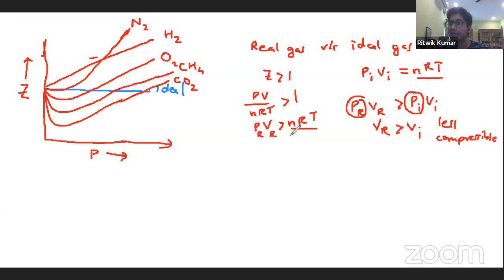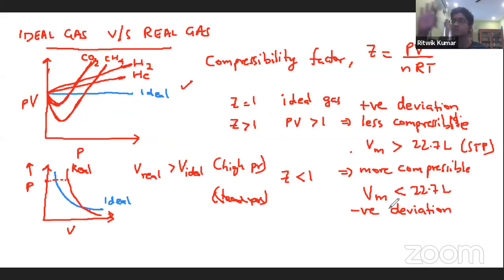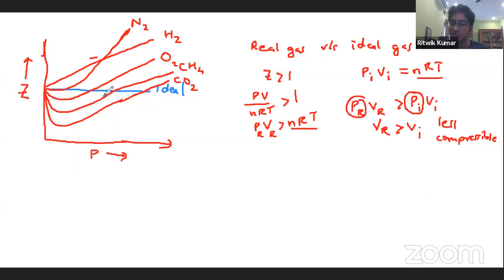So what does that indicate? A negative deviation at a lower range versus positive deviation at a higher range. At a lower range, it is showing more compressibility, meaning the attractive forces are larger than the repulsive forces. But after a point, when the molecules are too close together, the repulsive forces are increasing. Hence, they start showing positive deviation. So most molecules will show first a negative deviation, then a positive deviation.